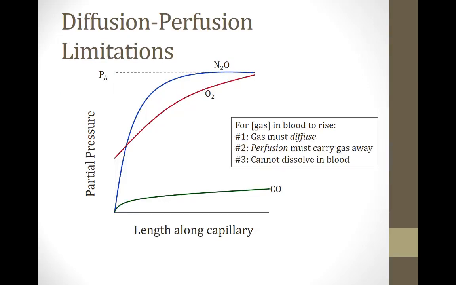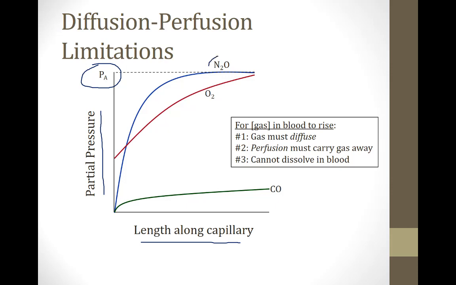So now let's go back to this slide and see if we can make sense of this. So in this slide, we've got the length along the capillary on the x-axis and the partial pressure of gas in the bloodstream on the y-axis. The highest partial pressure in the bloodstream any gas can achieve is the partial pressure of that gas in the alveolus. You cannot get any higher than this. Once the gas partial pressure in the blood is the same as that in the alveolus, then the alveolus and the blood are in equilibrium.